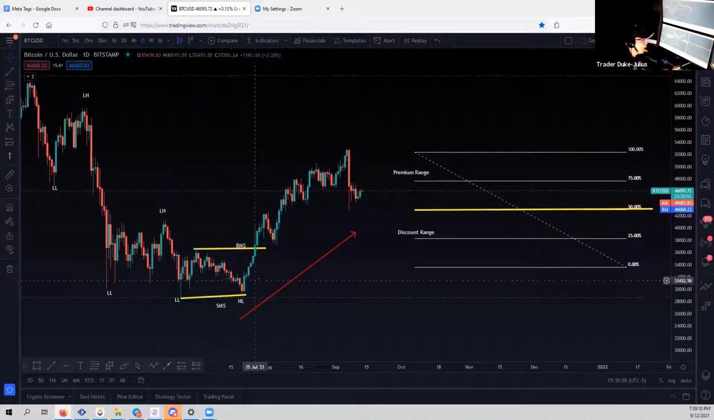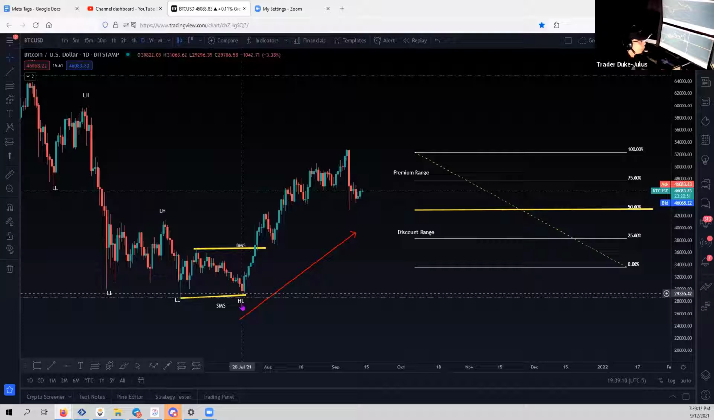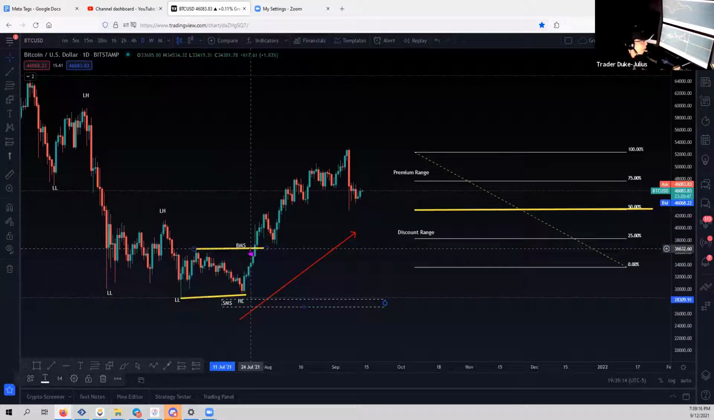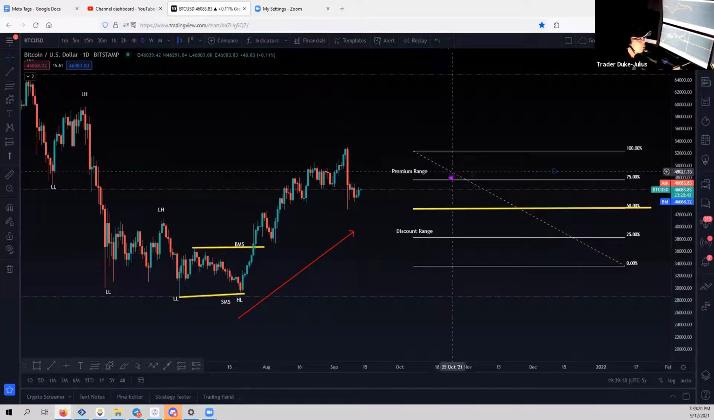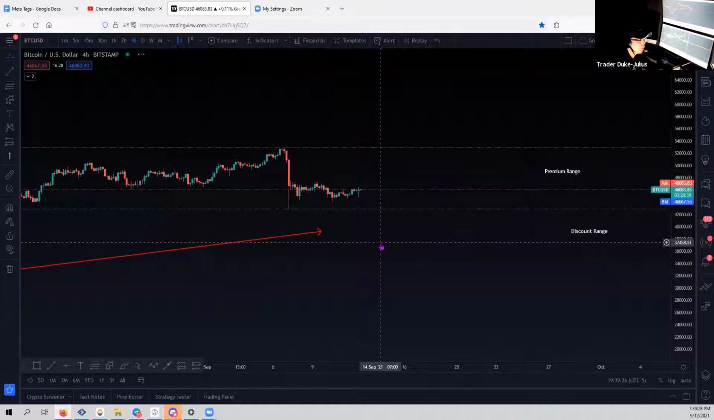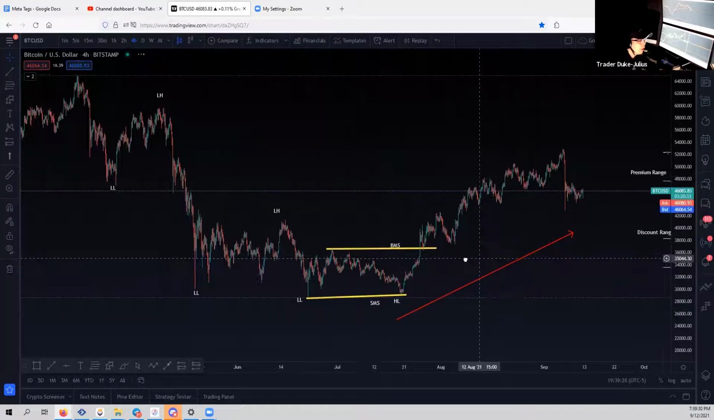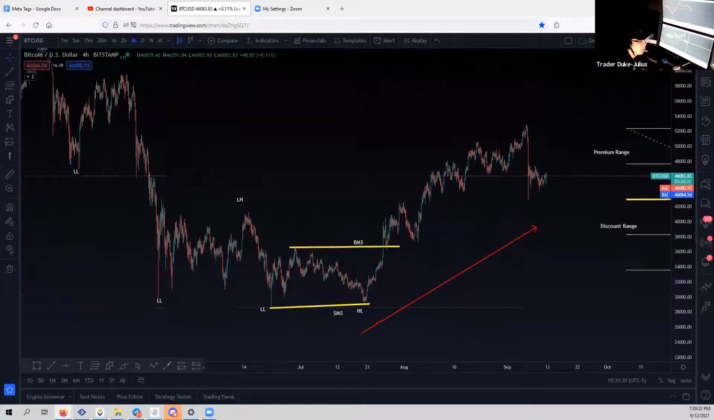Okay, so taking a look at this example right here, again, we have an SMS, right? Price BMS. Now that price BMS, it pulled back. How I like to drop my fib levels is I like to go to the 4-hour chart. So in this case, we're in the daily. I'm going to drop it to the 4-hour. It'll give us a clearer picture to see where the fib placement is going to be.